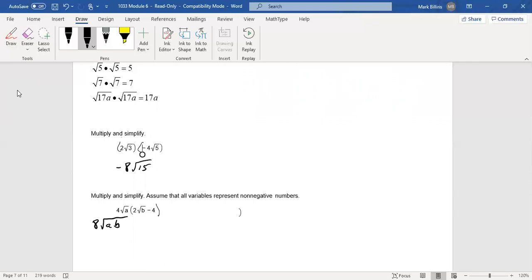Next, I multiply 4 square roots of a times negative 4. So 4 times negative 4 is negative 16, and I still carry the square root of a with me. Can I combine anything here? The answer is no, because the radicand on the first term is ab. The radicand in the second term is just a. They have to be identical in order to be able to combine the coefficients.